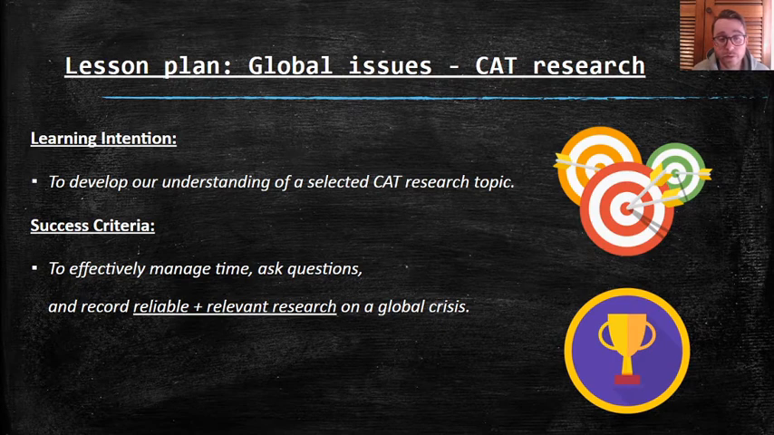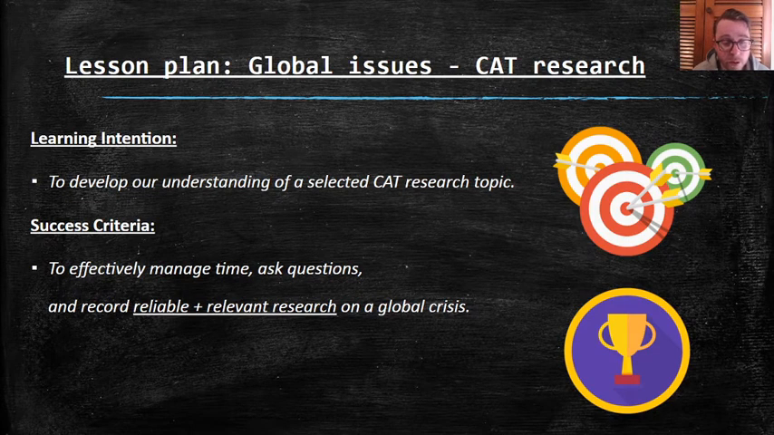This lesson we are looking at developing our understanding of our selected cat research topic. So in the previous lesson I introduced the different cat topics, the options you guys have, and the goal of last lesson was to select a topic. So by this time you should have a topic, and this lesson is really about getting some research done to prepare for your cat next week.